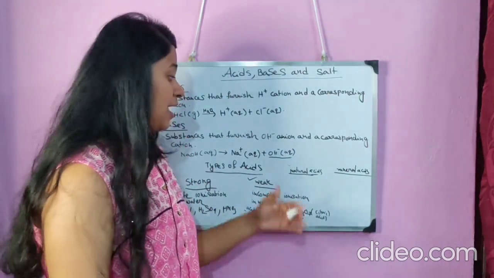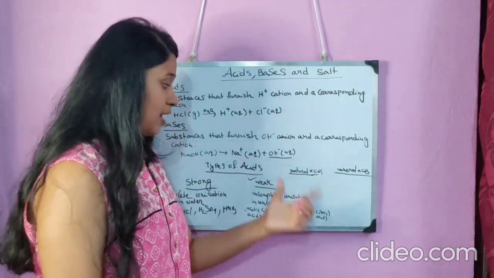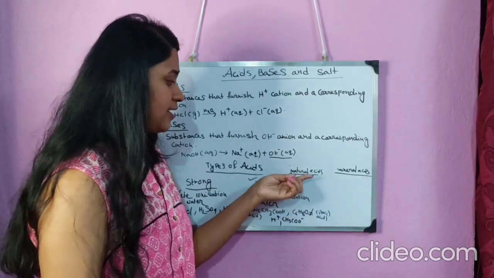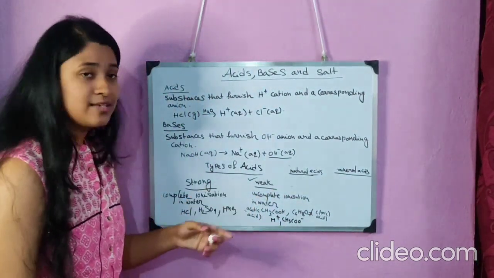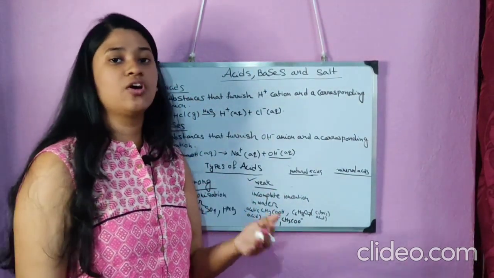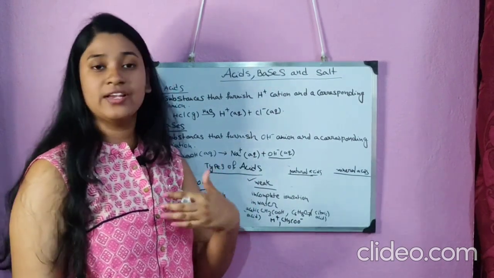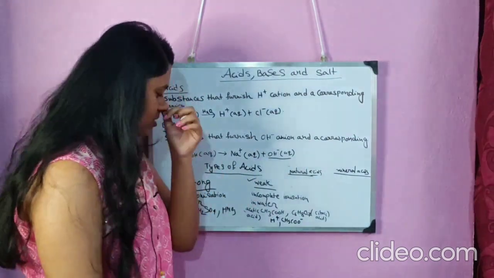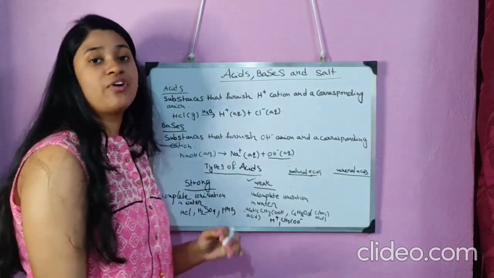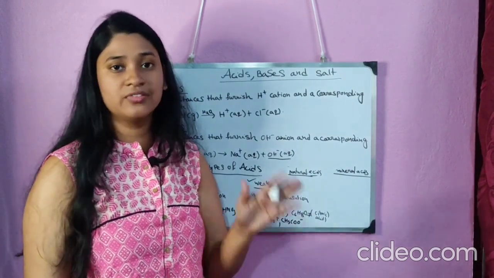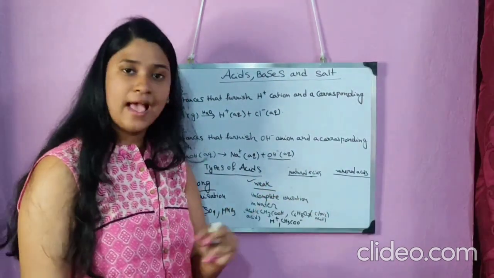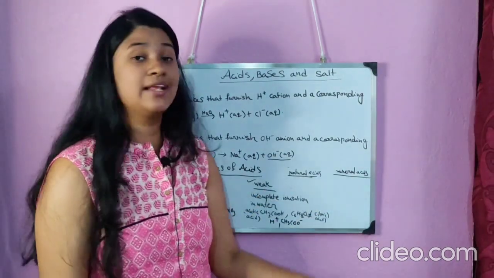But there are also different types of acids like natural acids and mineral acids. Natural acids are those acids which are naturally occurring. That means we can find them in nature. If we consider citric acid, we can find it in lemon. If we consider lactic acid, it is found in curd. They are natural acids.